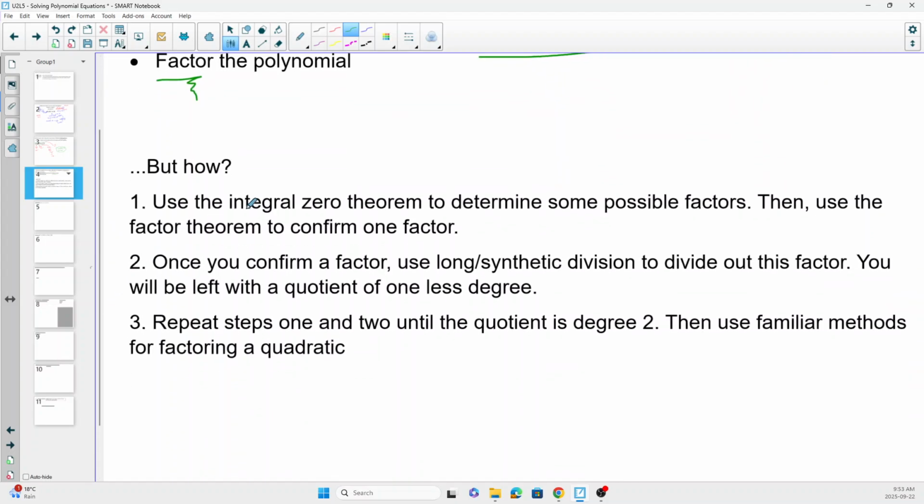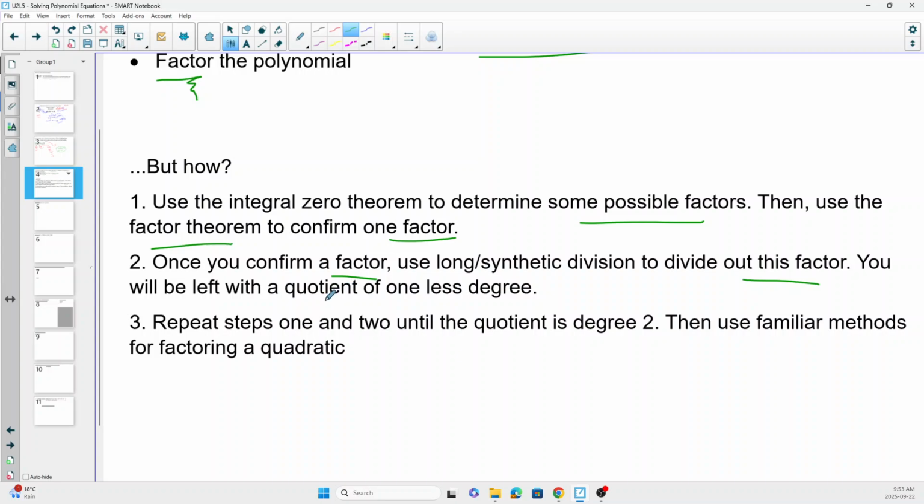How do we factor? Well, we use the integral zero theorem to determine some possible factors. Then we use the factor theorem to confirm one factor, which is also using our remainder theorem because we're looking for that remainder of 0, which is by definition our factor theorem. Once we find one factor, we use long or synthetic division to divide out that factor.